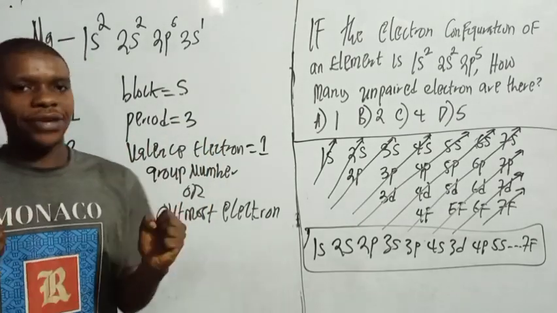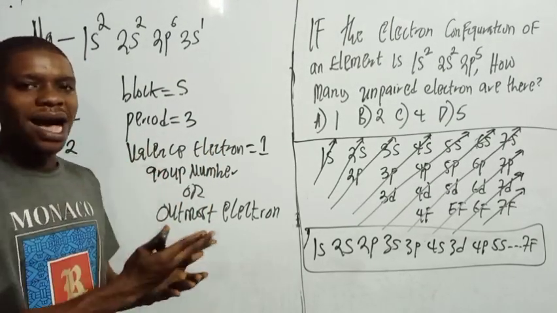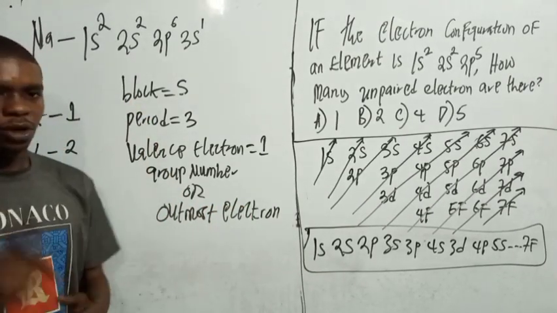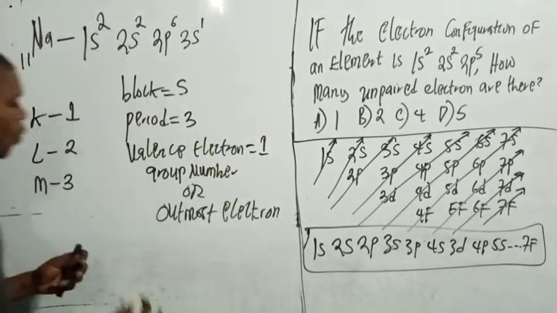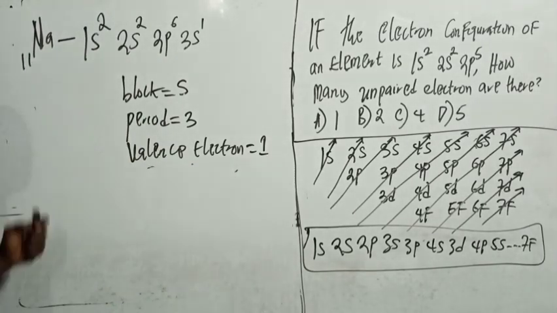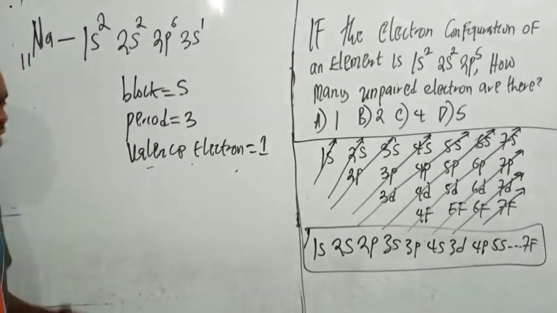So with this, you don't necessarily need to have the periodic table before you know the block, the period, the valence electron. You get. Another question they may ask in the exam may say, how many electrons are in the L shell?